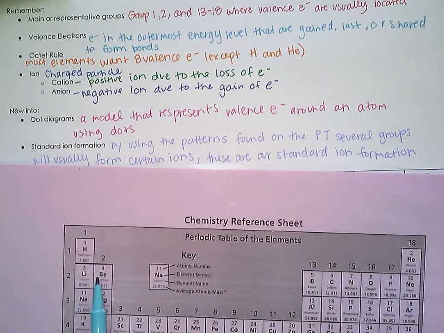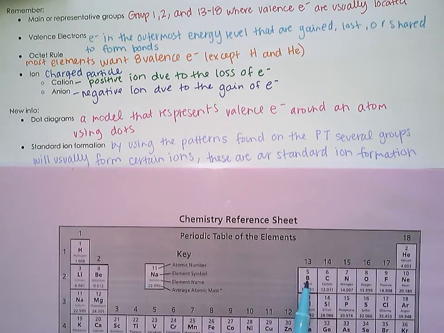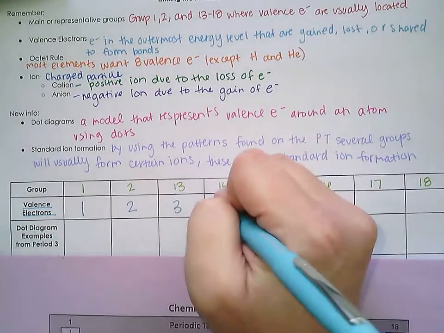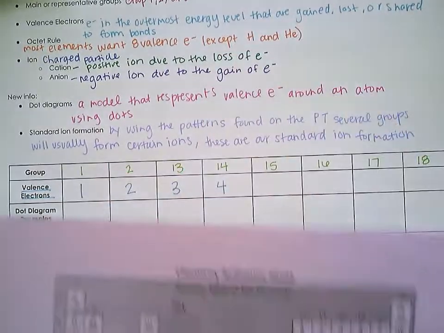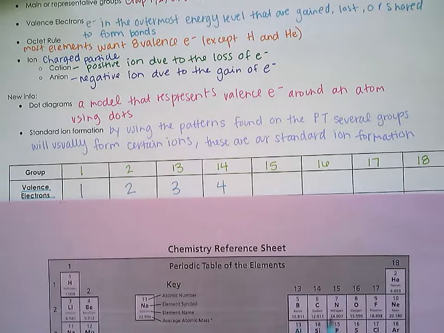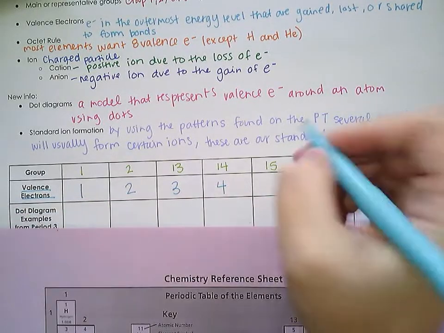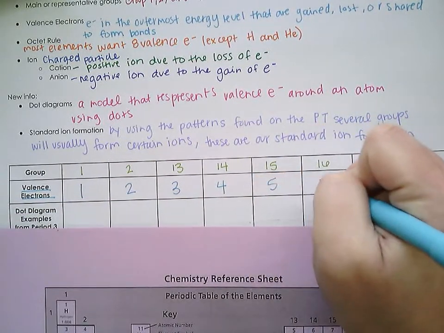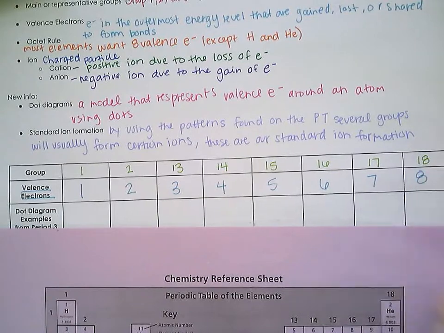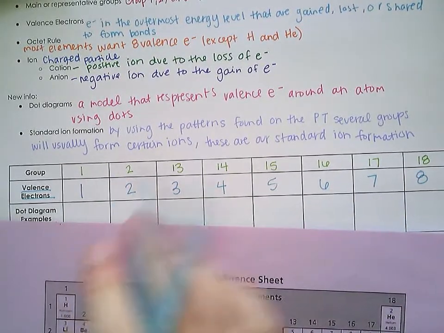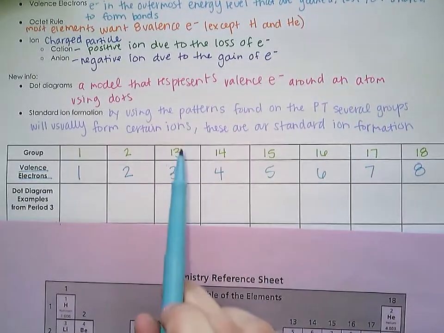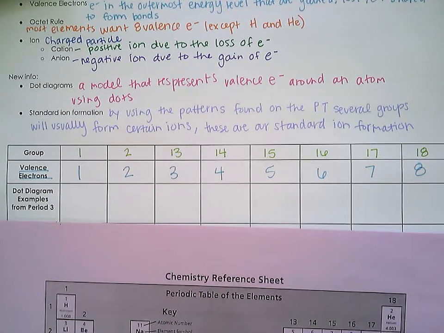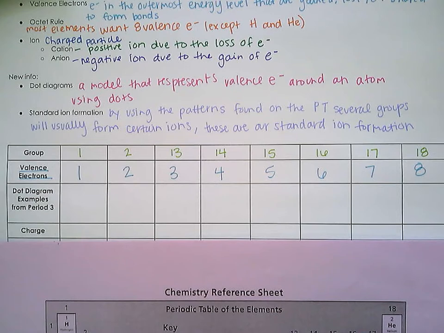Group 14, 1, 2, skip transition metals, 3, 4. You seeing a pattern here? 1, 2, 3, 4, 5, and 6, 7, 8. 1 and 2, it's the exact same as the number. 13 through 18, you just need to drop that 1. Okay. Again, we're skipping those transition metals because valence electrons were focused on those main and representative groups.